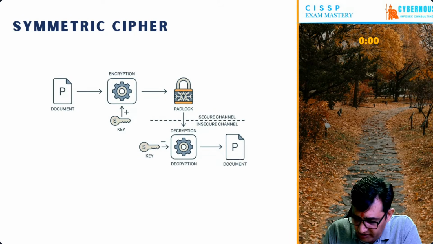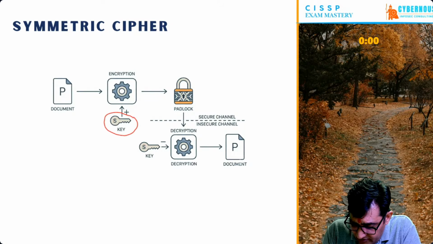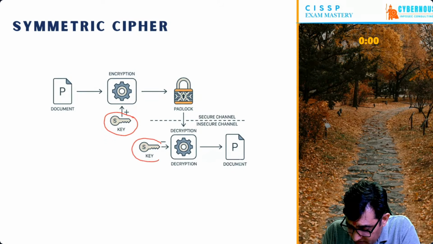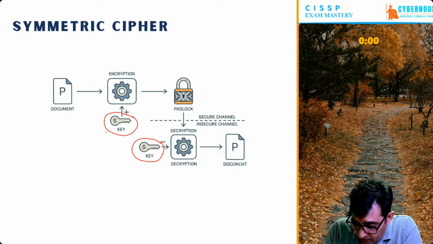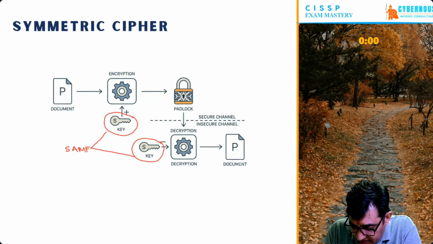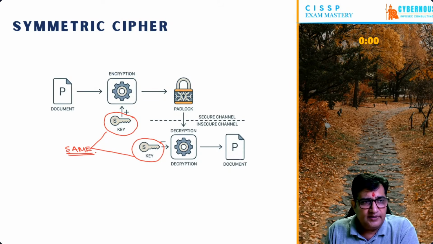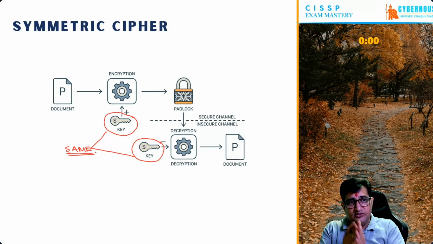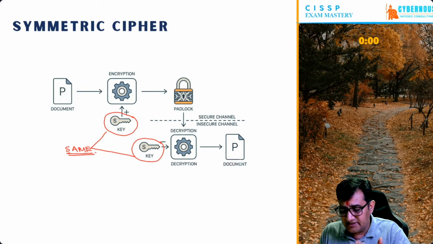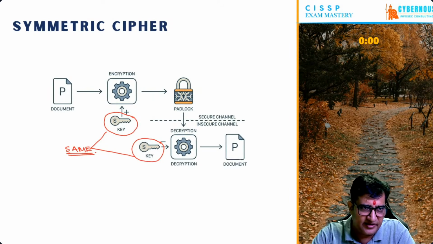Now, when I do so, I will be encrypting it with a secret value, and you have to decrypt it using the same secret value. So both parties have to use the same key. This kind of cryptography, where a single key is used by the sender and the receiver to encrypt and decrypt the message, is basically called symmetric cipher.